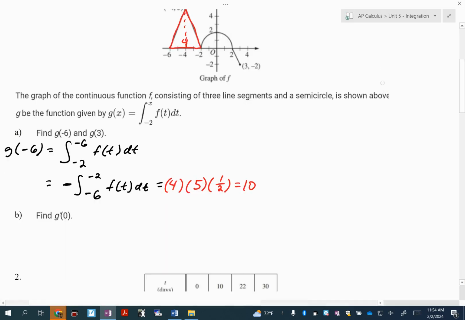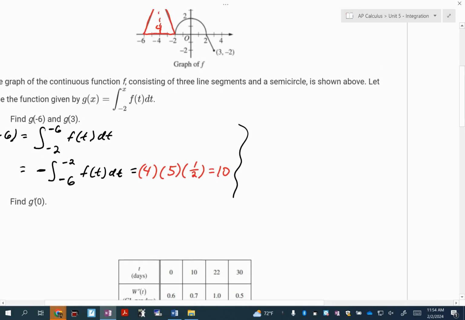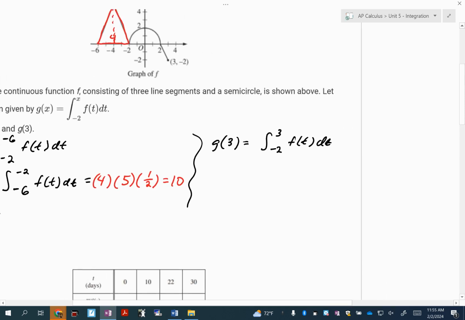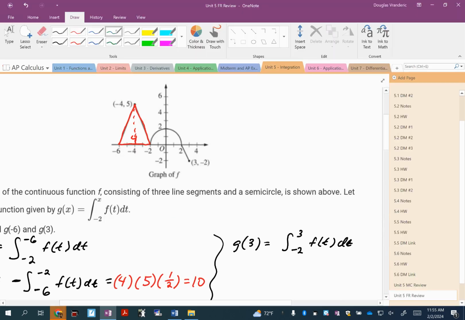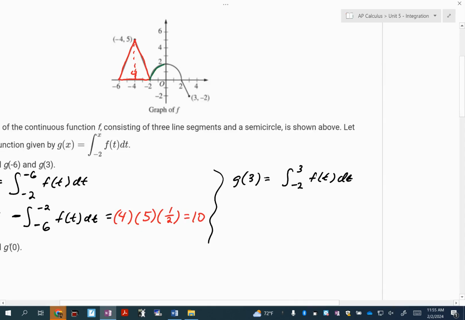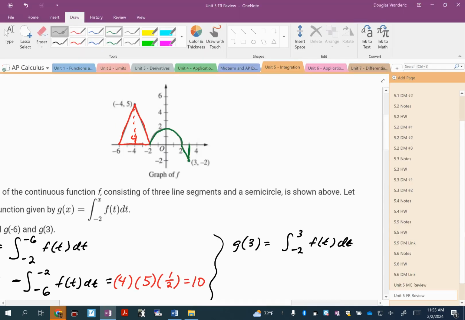For the second part of this question, it asks for g of 3. So the integral from -2 to 3 of f of t dt. Now this one, when I plugged in that 3, my limits of integration are in order, right? It does go from least to greatest. So I'm going from -2 to +3. So -2 to 2, that's a semicircle. And then 2 to 3 is going to be a triangle. Now, one thing I noticed about that triangle, it is below the x-axis, so I will be subtracting that area.